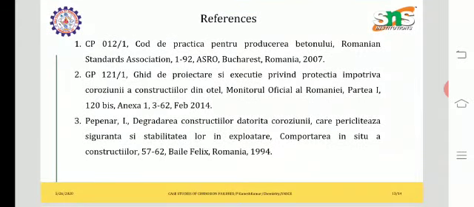So go for the references like the Romanian Association and the Comparative Institute. These have to be referred to understand the collapse of these structures.